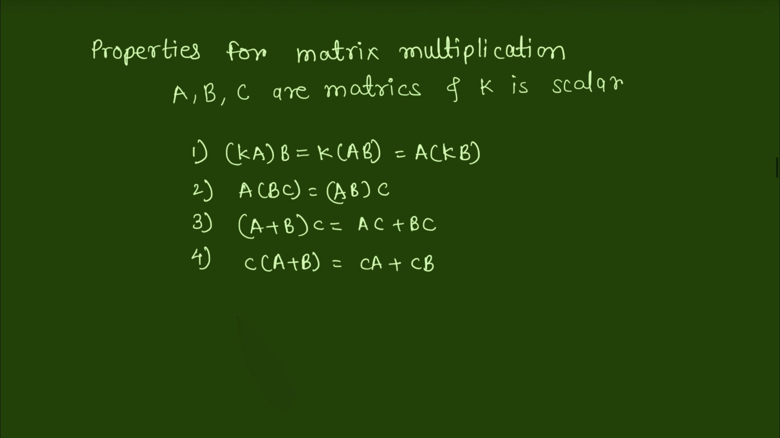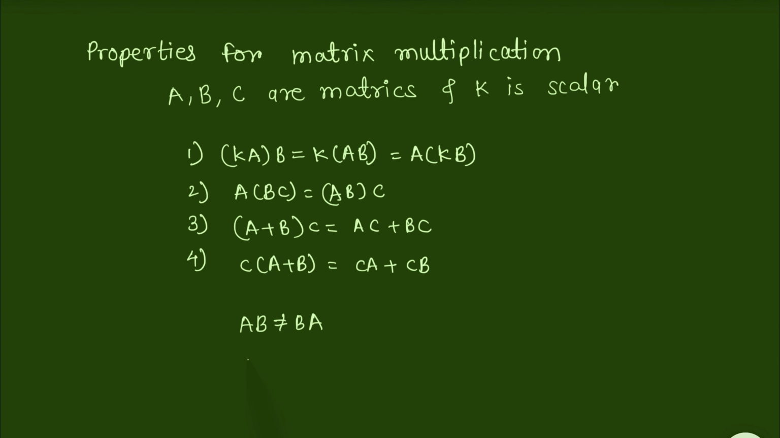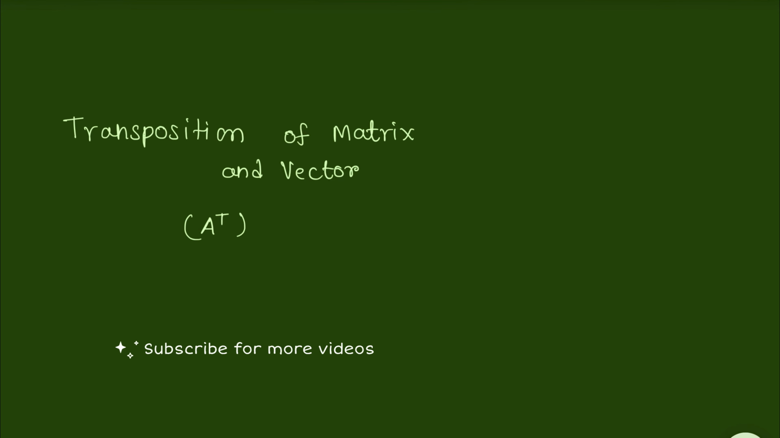And remember that the commutative property is not true for matrix multiplication. A into B is not equal to BA. But for addition of two matrices, the commutative property is true, which is A plus B is equal to B plus A. In the next video, we are going to learn the transposition of a matrix, or the transpose of the matrix.